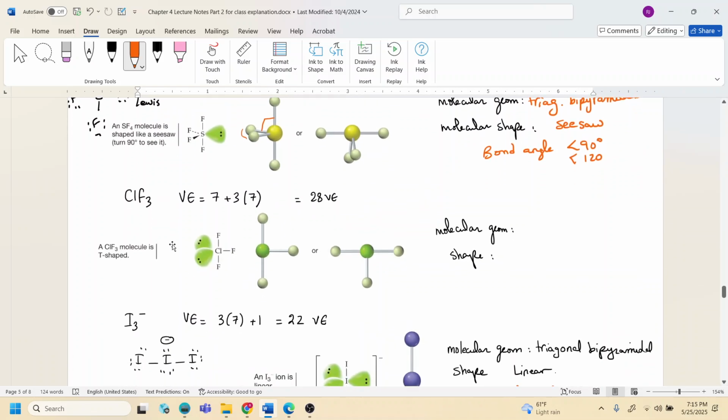Another example here is whenever you have 2 lone pairs. So this is still a steric number of 5. The Cl, this is a chlorine. So you have a ClF3.